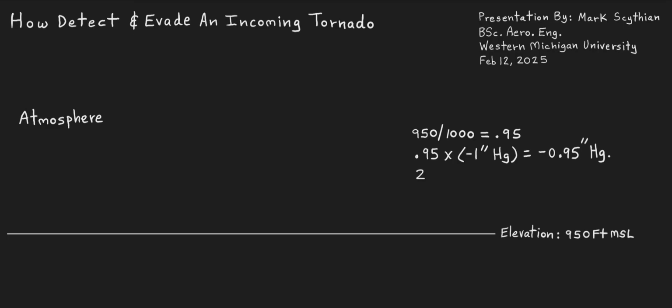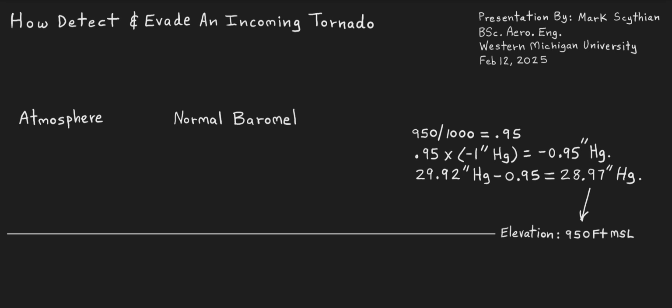So the mean sea level atmospheric pressure, 14.7 pounds per square inch, is equal to 29.92 inches of mercury. So in this case, we can subtract 0.95 from the mean sea level barometric pressure reading and calculate 28.97 inches. So just subtract in increments of 1,000 feet, 1 inch from the 29.92 inches of mercury mean sea level reading.